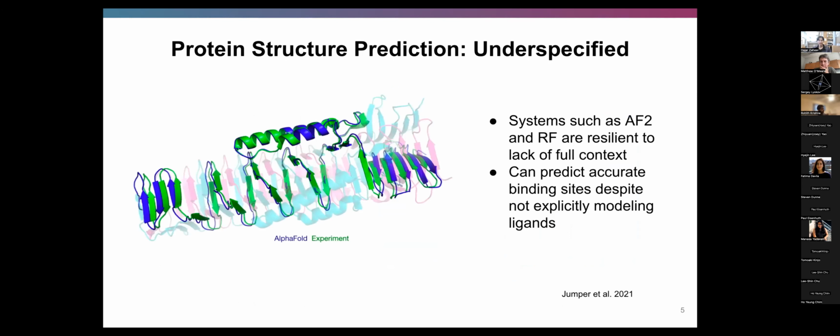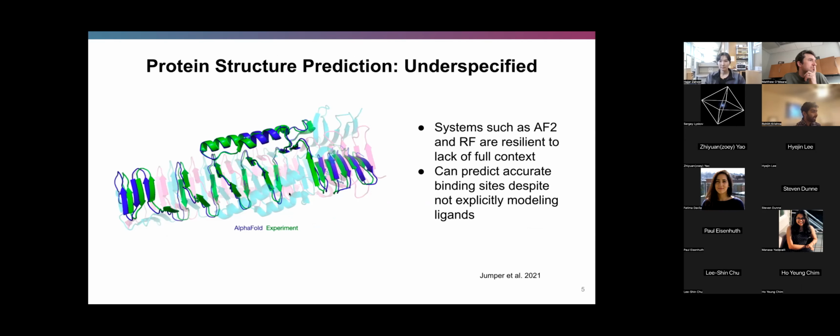So the other thing is that when we think about protein structure prediction, it's really an underspecified problem. In the PDB, there's much more richness in terms of protein multimers, protein nucleic acid complexes, protein small molecule complexes. And systems like AlphaFold 2 and RoseTTAFold are actually really resilient to the lack of full context. So this is an example from the AlphaFold paper where they show this really accurate prediction despite not knowing the other two chains in the assembly. And so this is really exciting, right? Because you can make all these accurate protein structure predictions without knowing this auxiliary context.